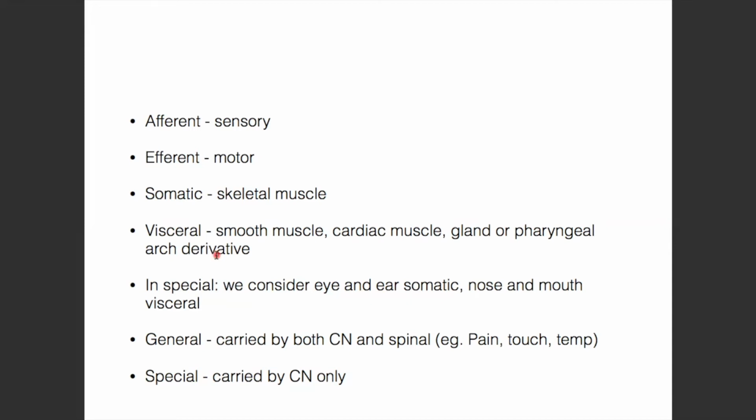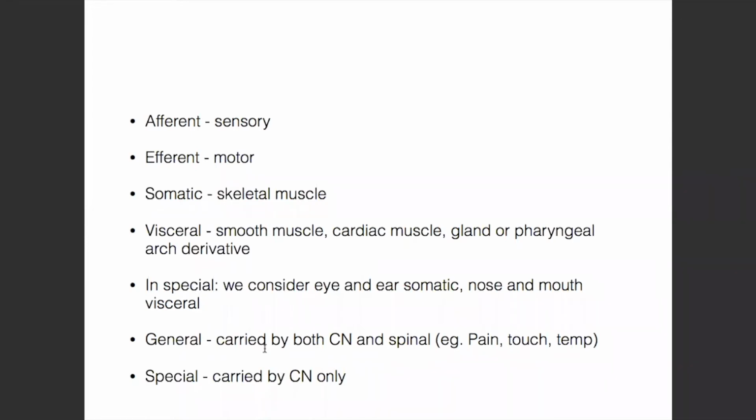When we talk about special senses, we always consider the eye and the ear as somatic, and the nose and mouth as visceral. It makes no sense, but that's how it is. Try to memorize it. The way I usually remember it is that the nose and mouth go into the internal organs, so they count as visceral. The nose is part of the respiratory system and the mouth is part of the GIT, so we call them visceral. The eye and the ear we consider somatic. So far good?